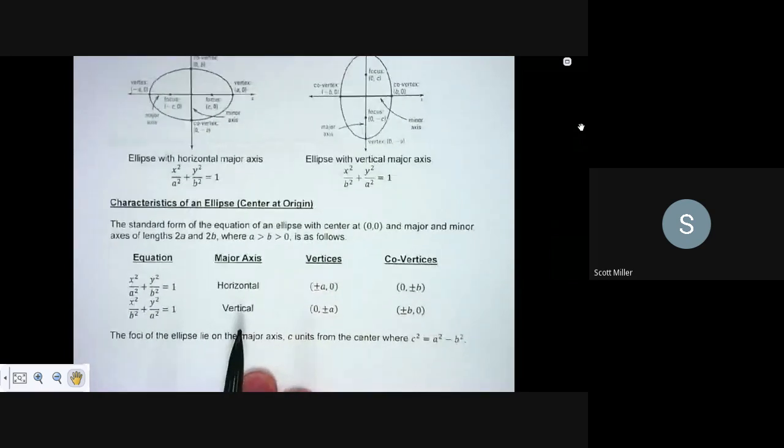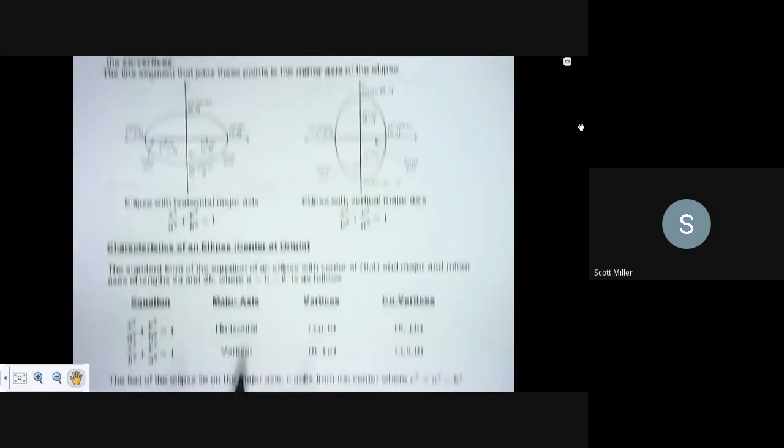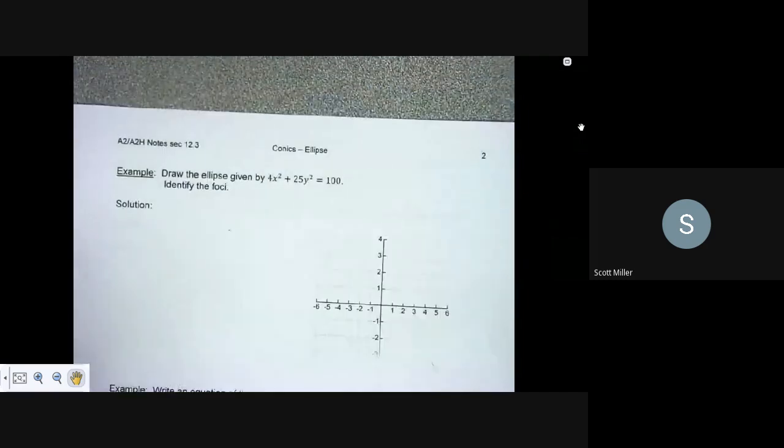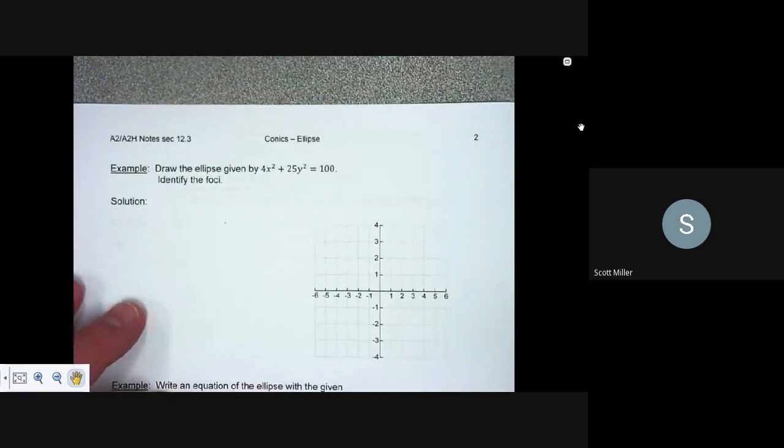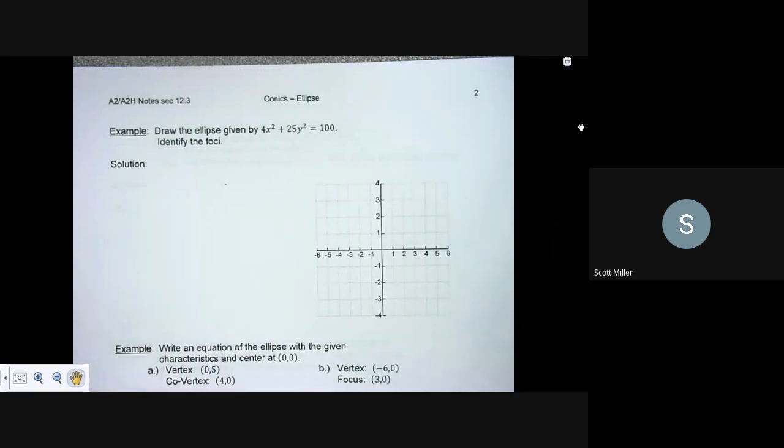Okay, so here are our equations. We're going to go do some problems associated with this, and let's go take a look. Here we go. The first one is, how do I draw an ellipse? What do I need to do?